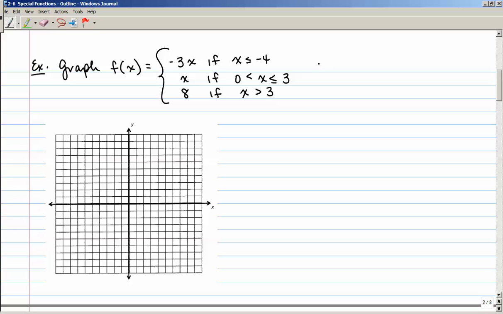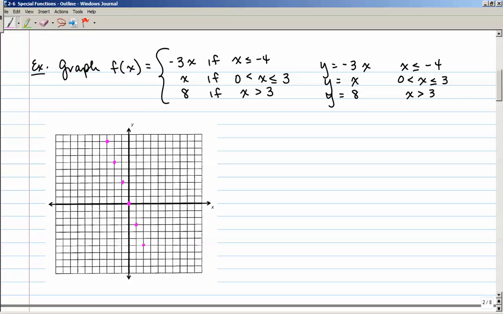So let's think of this as 3 parts. I need the line y equals negative 3x when x is less than or equal to negative 4. I need the line y equals x when x is between 0 and 3 and can include 3. And then I need the line y equals 8 when x is greater than 3. So let's start with the first part of this, the line y equals negative 3x. That has a y-intercept of 0, and a slope of negative 3 goes down 3 and right 1, or up 3 and left 1.